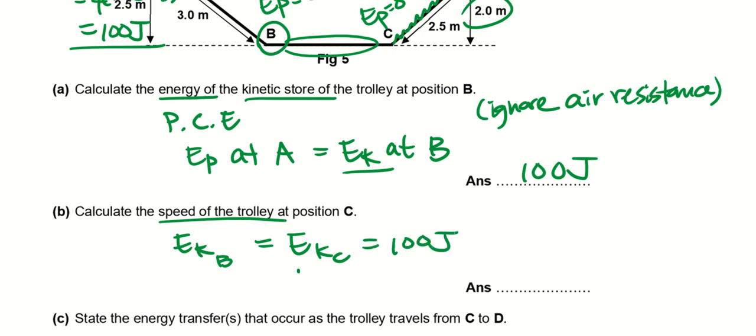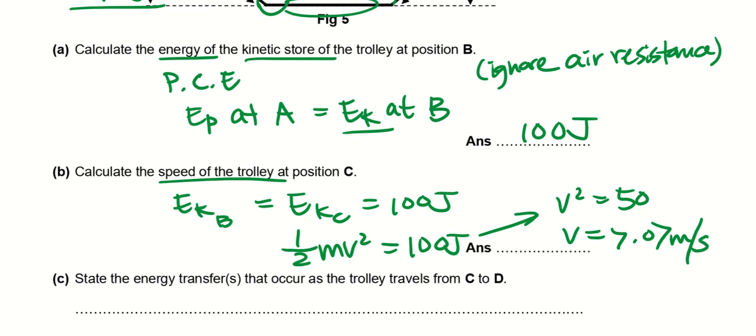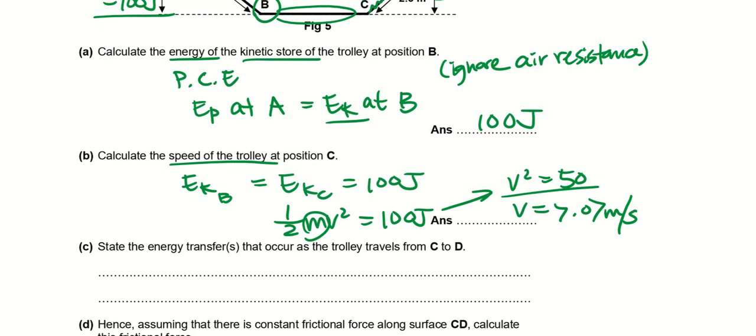So it is going to be equal to 100 joules. And for EK at C, I can actually do my half mv square equals to 100 joules. So I do my manipulation. V square will be equal to 50. So my V is going to be 7.07 meters per second. So you plug in the values of m and K, then you get V square equals 50, and finally the answer is 7.07 meters per second.